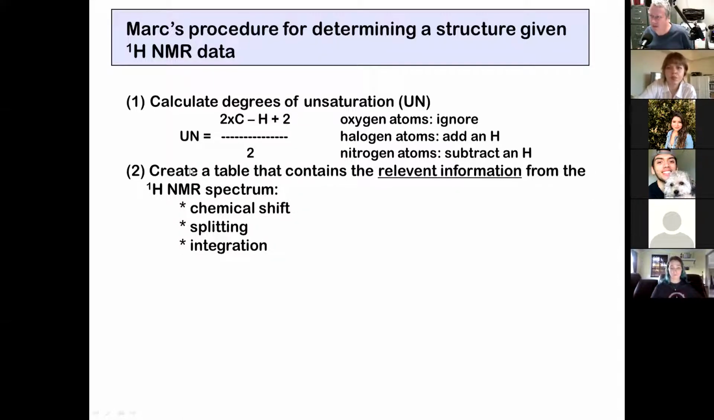The next thing is we create a table. We're going to look at the NMR, and we're going to create a table that contains the relevant information from the NMR spectrum. We're mostly going to focus on proton right now. Carbon sometimes helps, but we can do everything with proton. The table has chemical shift, which is the position on the x-axis; splitting, which is singlet, doublet, triplet, right; and integration, which is the number of H's in the signal. Create this into a table.